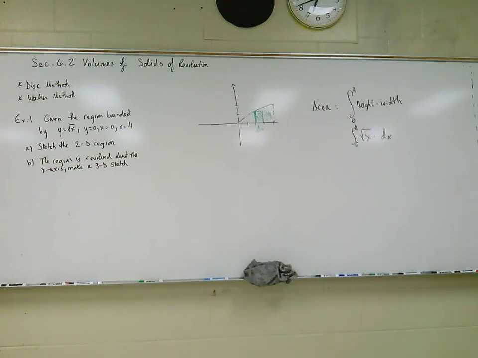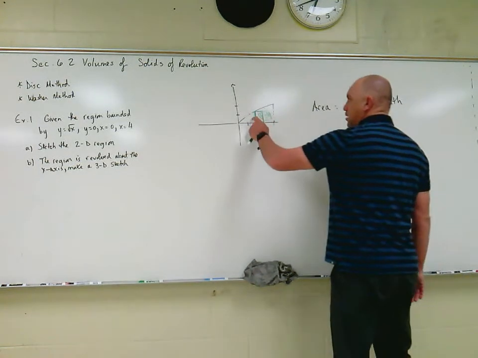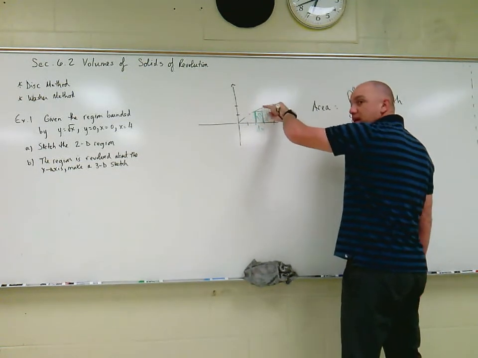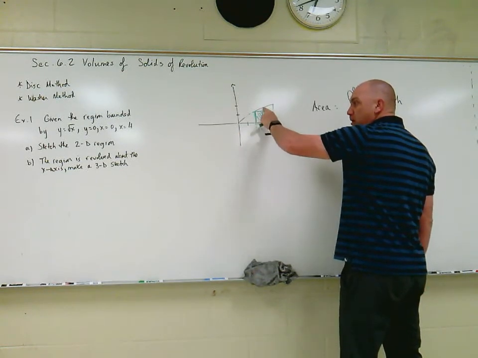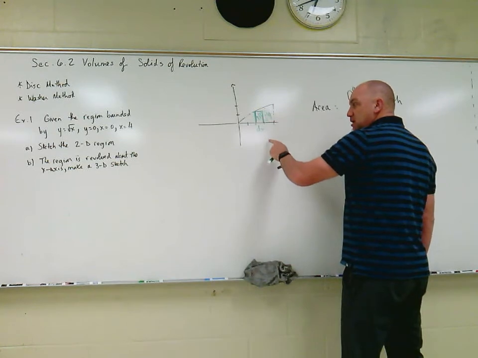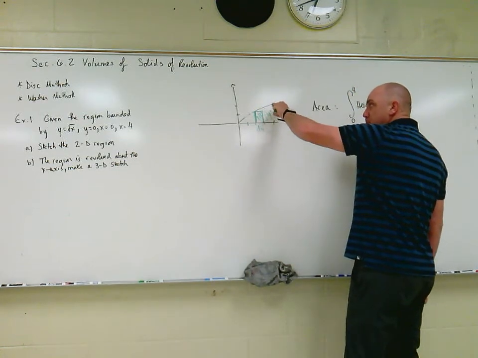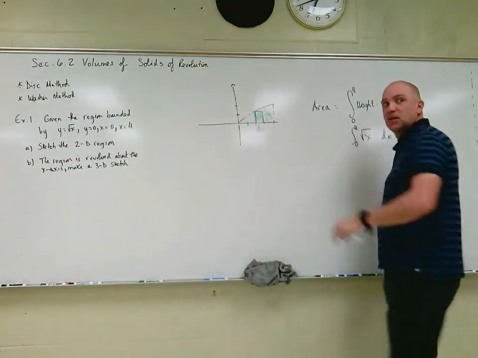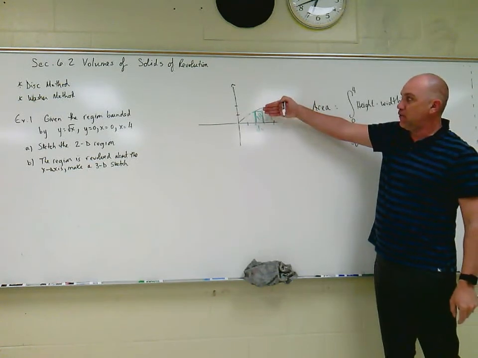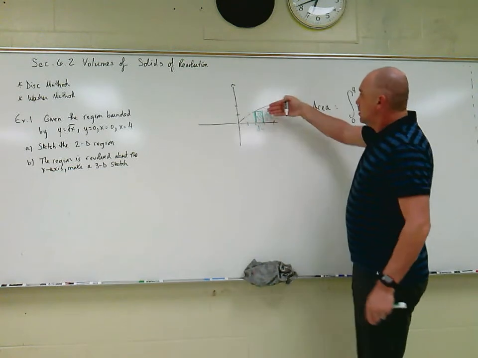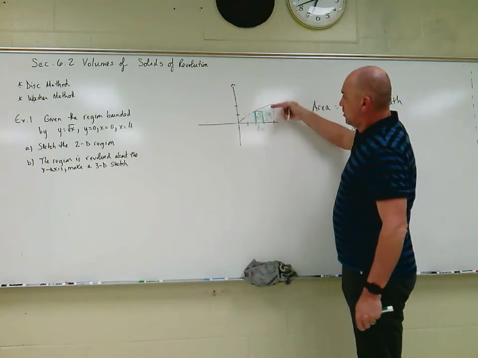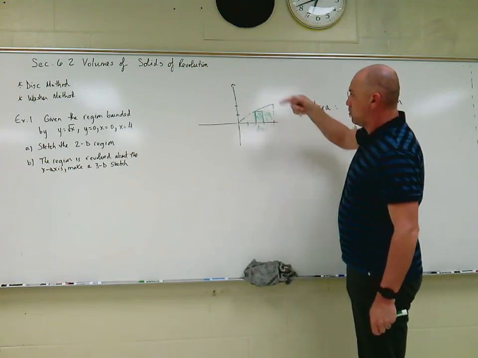Now what we need to imagine is this two-dimensional region. On part B, it says the region is revolved about the x-axis. Make a 3D sketch. So 360 degrees about the x-axis. Picture this: you revolve this, and some solid is formed. You're revolving it 360 degrees, so it comes out from the board and goes back to where it is.